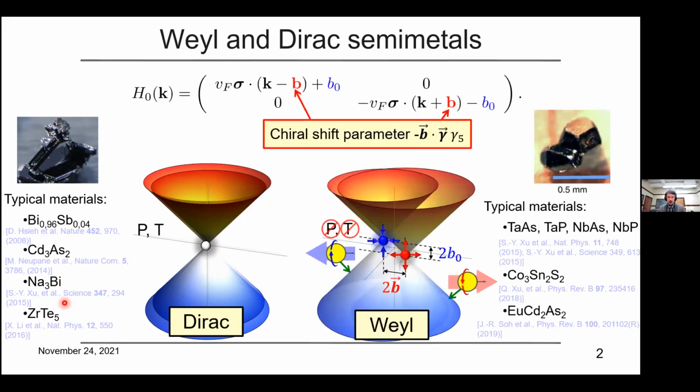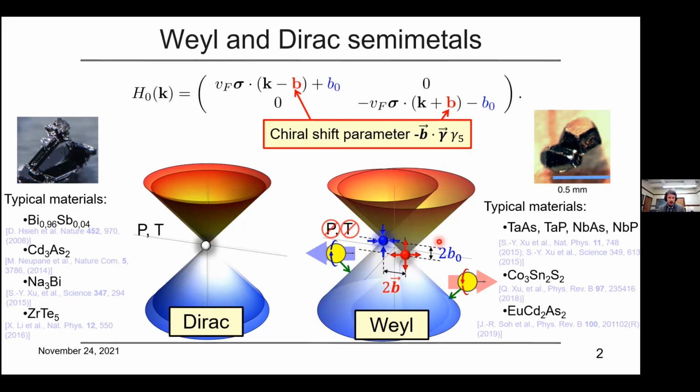In the case of Weyl semimetals, the situation and spectrum are a little bit more complicated and more interesting. In particular, we need to break either parity inversion or time reversal symmetry in Weyl semimetals. This will lead to a splitting of each of the Dirac cones into two Weyl fermions of opposite chirality. In this case, for example, we are breaking all symmetries and we are separating Weyl fermions in momentum space by the parameter 2b and in energy by the parameter 2b0.